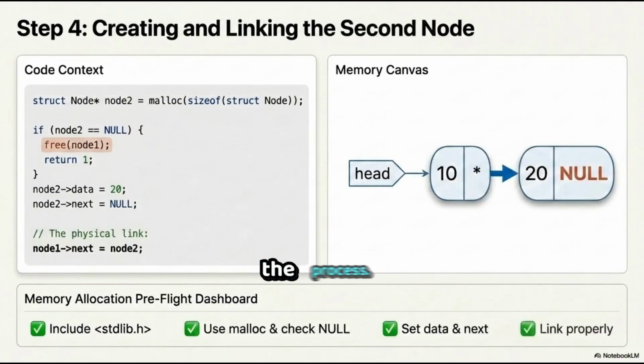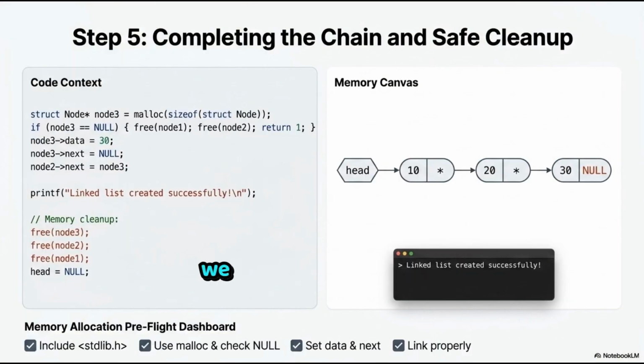Next up, we just repeat the process. We use a new malloc to create node 2, check it, populate it with the number 20, and set its next pointer to null. And this brilliantly illustrates the real magic of linked lists, the physical link itself. Just look at that line of code, node1 arrow next equals node2. By writing that one line, we are taking the directional signpost inside our first box and aiming it squarely at our second box. You can see it perfectly right there. The chain is actually forming. Building momentum, we allocate a third node, pop a 30 in it, and link node 2's next pointer right to it. The 3-node structure is officially complete and prints out beautifully.